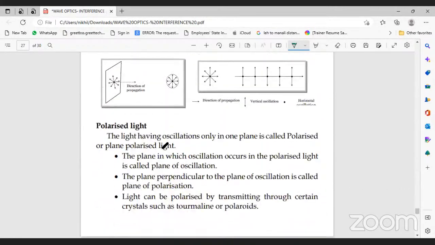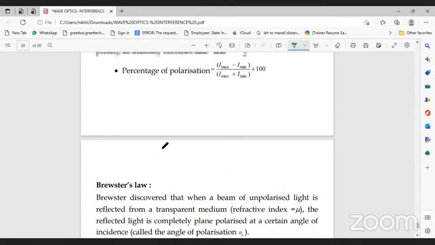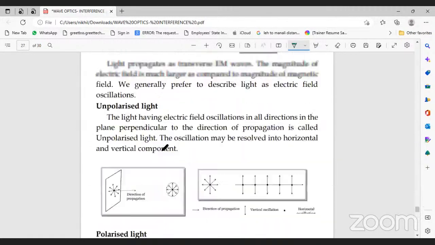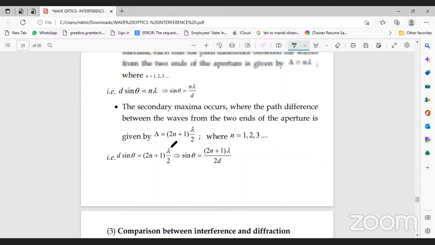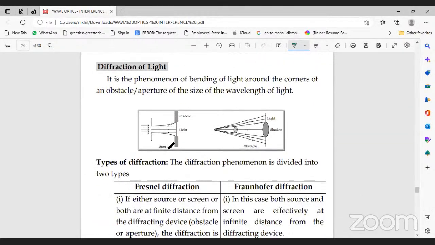So in the same wave optics, we have two more topics. One is called diffraction, the other one is polarization. I will take up diffraction and polarization in the next session.